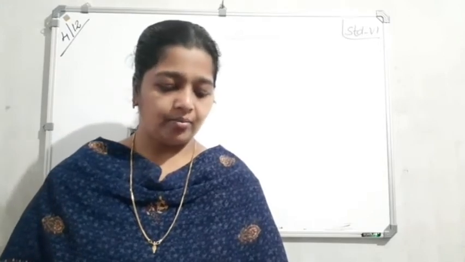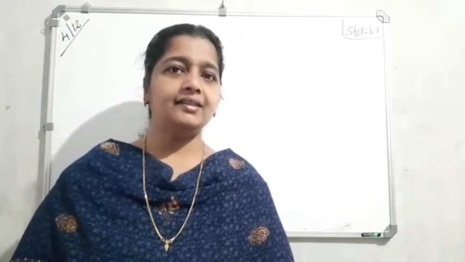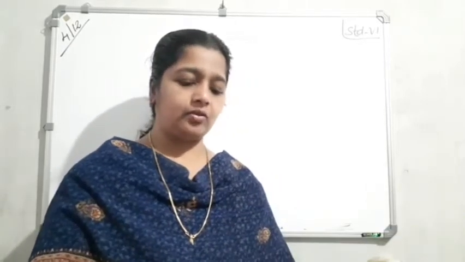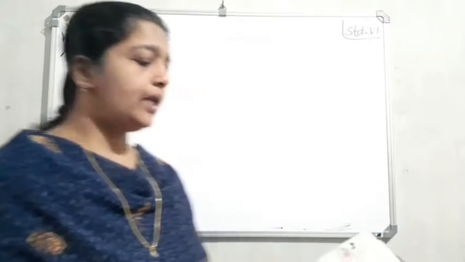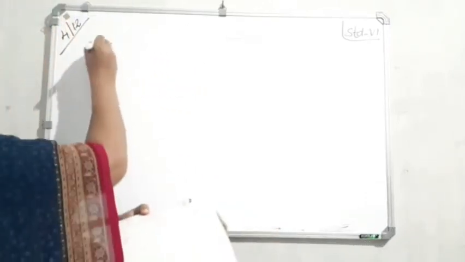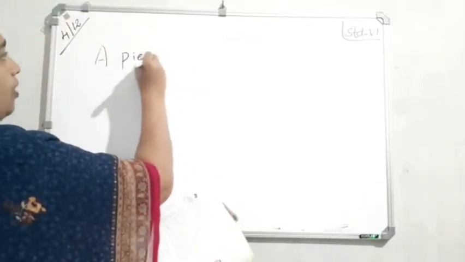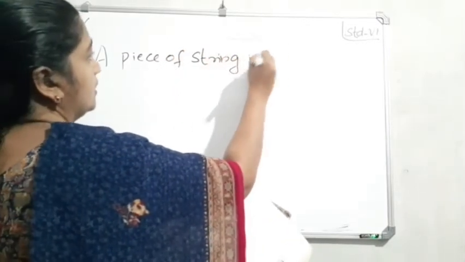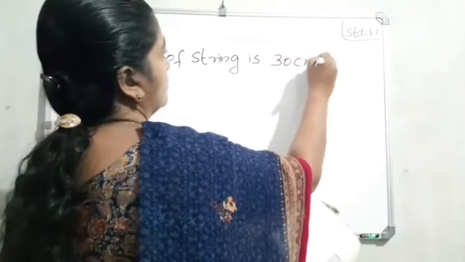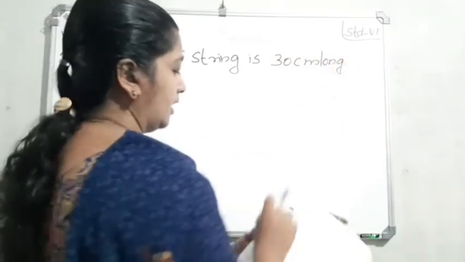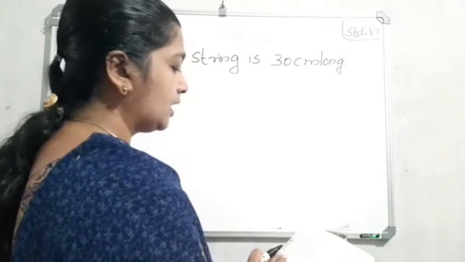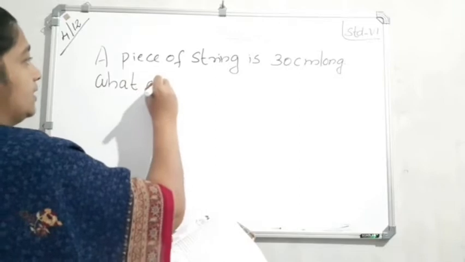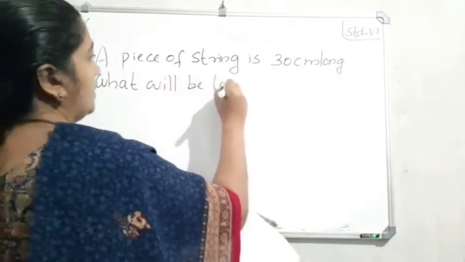Next question, page number 213, question number 11. A piece of string is 30 centimeter long. Clear? Next, what will be the length of each side?